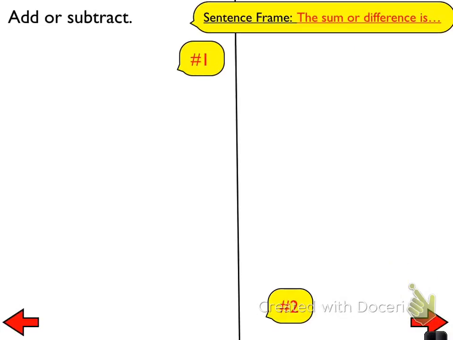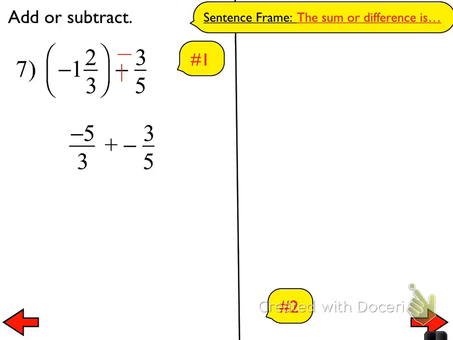So moving on to number 7, I'm going to go fairly quickly. I notice I have subtraction, so I'm going to go ahead and add the opposite. So now it's plus a negative 3/5. I'm going to turn that mixed number into an improper fraction. So now this is the new problem. I have to get a lowest common multiple for the denominator, which is going to be 15.